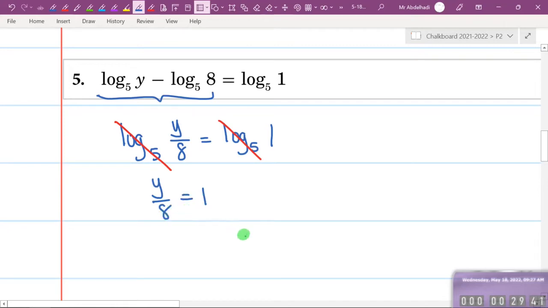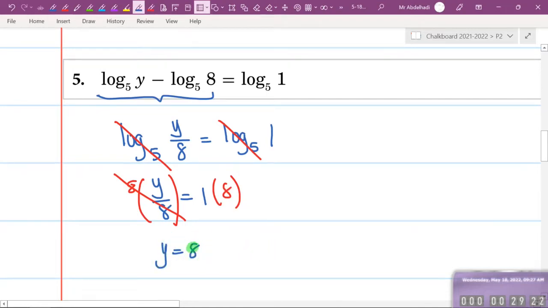And we want to get the y by itself. The problem is the y has a denominator. And the way to get rid of a denominator is to multiply by the denominator. So I want to get rid of this 8, multiply by the denominator, and that's going to cancel out like that. But of course, I'm going to do it to both sides. So y equals 8 is our answer here.